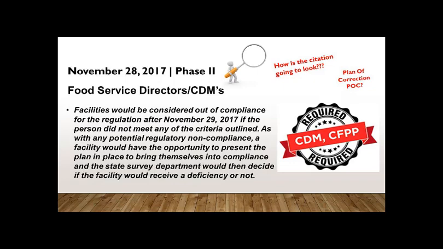And then they'll determine where you're going to be on that scope and severity grid. We don't know if it's going to be an ABC. We don't know if it's going to be a DEF. Once again, we're in a wait-and-see pattern. But do your due diligence. Provide them with a plan that you have worked out with your administrator on where you're going to seek the CDM or the food service director qualifications, so that you have that planned out and have it available when they come into your building.